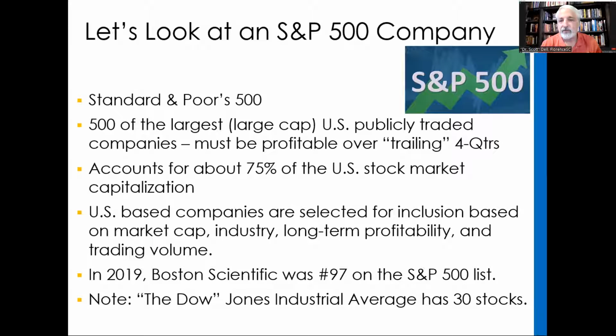They currently account for about 75% of the US stock market, about 3/4 of the market, US-based companies. And the Dow you probably heard of is only 30 stocks, where the Standard & Poor's is 500. So the Dow Jones, DJIA, Dow Jones Industrial Average, or the Dow. But we'll use the Standard & Poor's for our analysis.